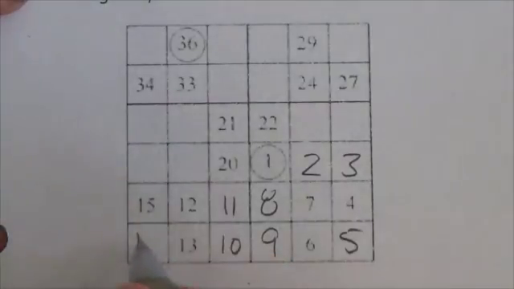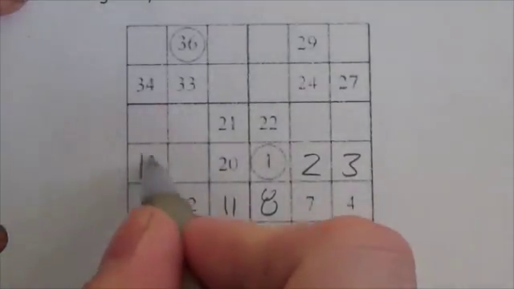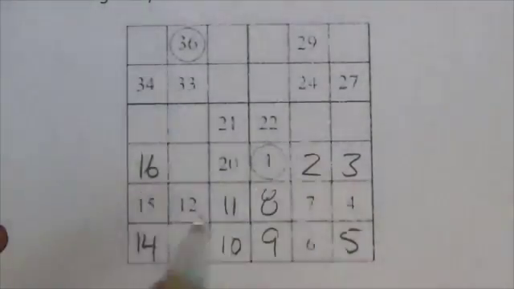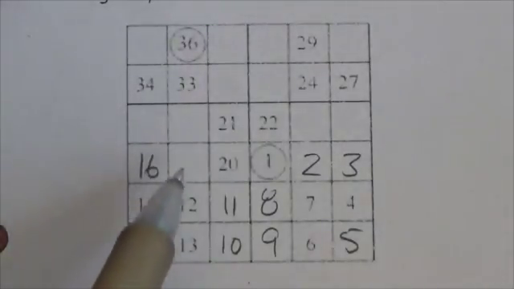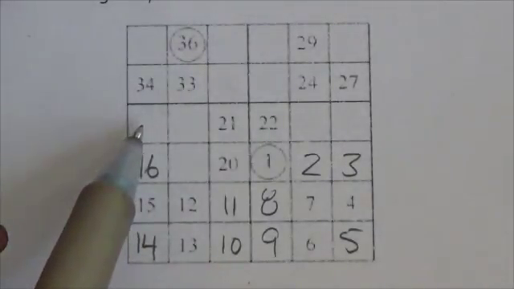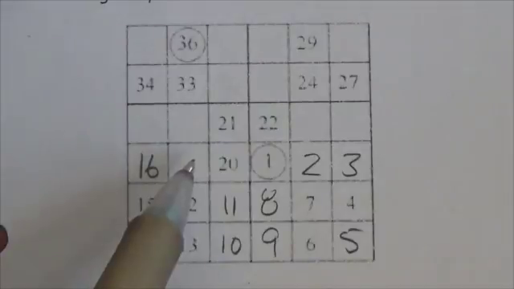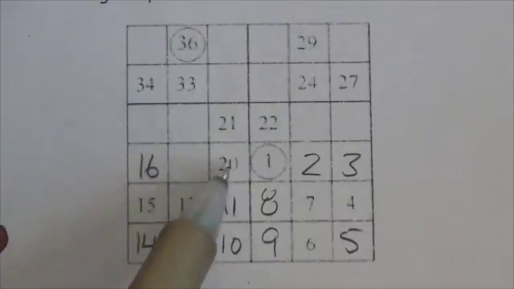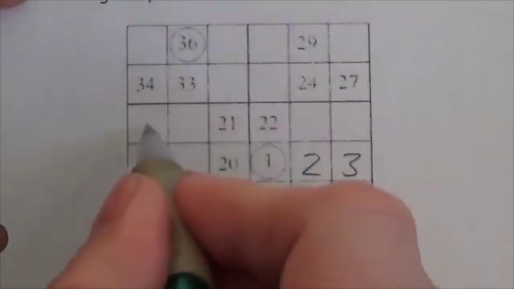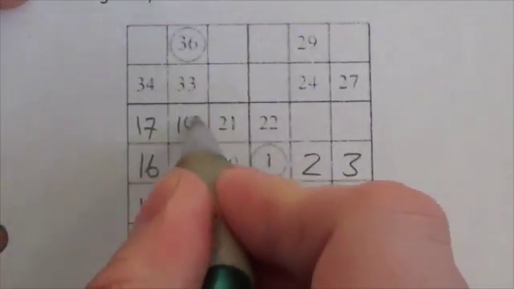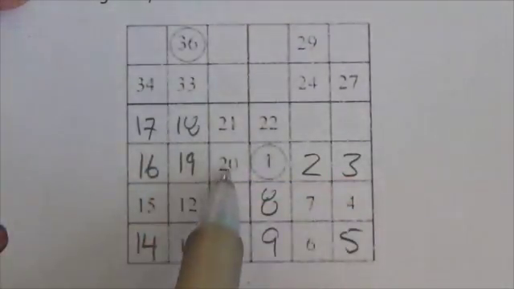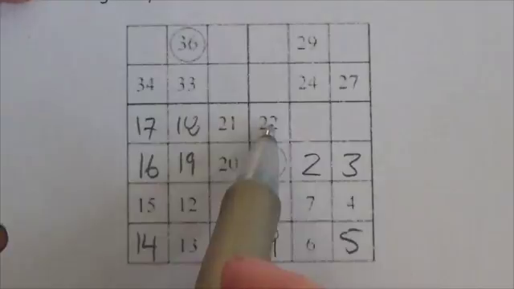12, 13, this can only be 14, 15, this can only be 16 because there's only one place to go. But this could be 17 or 17. Now if I put 17 here, I would have to go 18, 19, and then that doesn't connect to the 20. So this has to be the 17, 18, 19, 20, 21, 22.